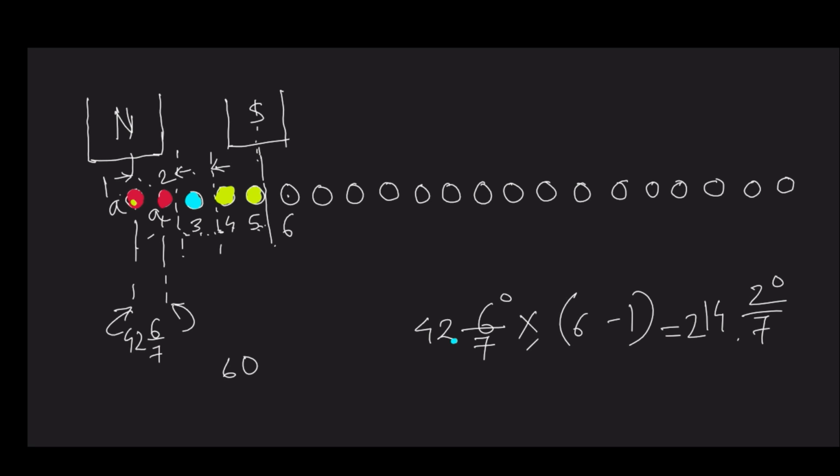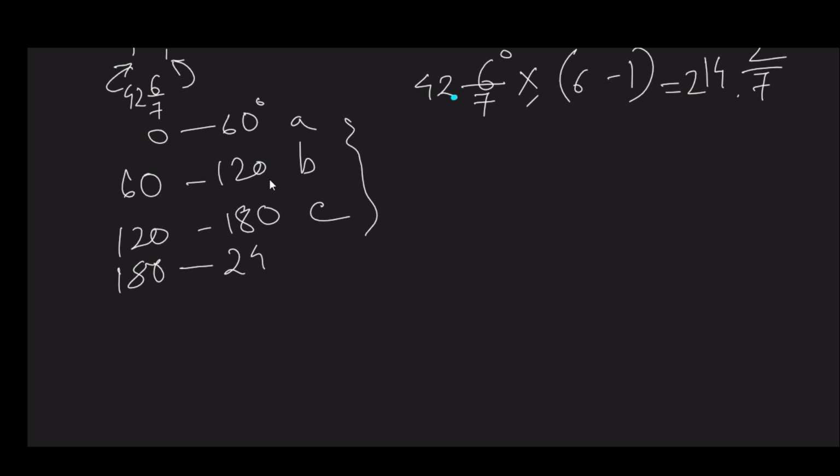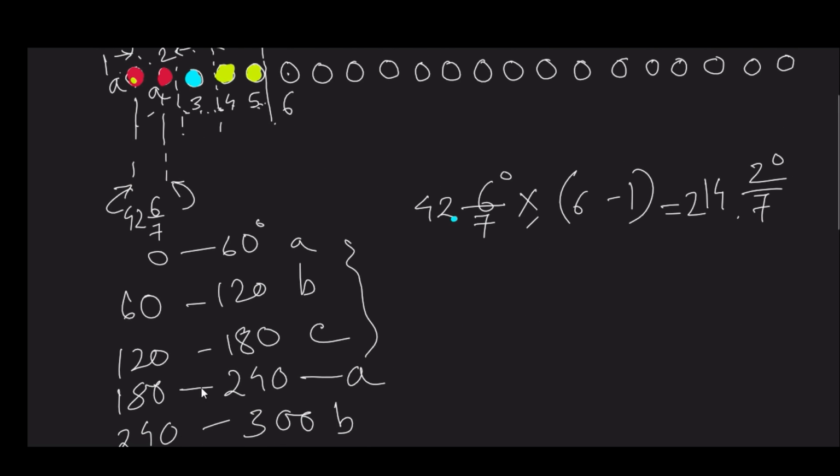Next, so basic idea, let me write 0 to 60 degree A, then 60 to 120 B, then 120 to 180 C. We are not concerned about how many slots will fall in this span. Whatever be the number of slots will fall in this span, we'll keep on filling them with this phase. Then 180 to 240 A, 240 to 300 B, 300 to 360 C. That is our whole game plan. So now it is 214 to 7, that is in this range.